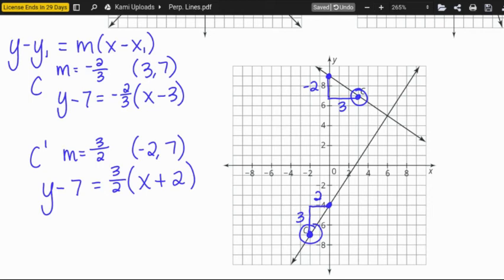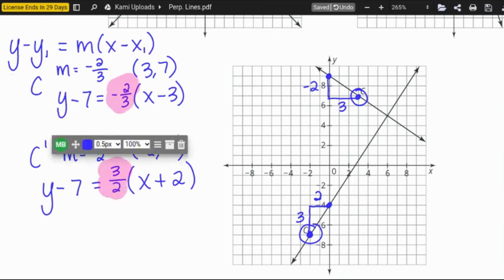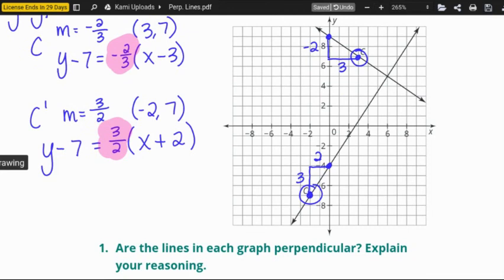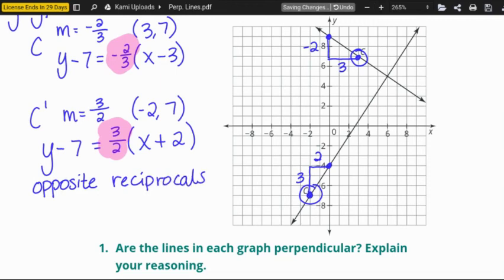Now, pointing out again, I'm going to compare their slopes. My original slope was -2/3. My new slope is 3/2. You'll notice that those two numbers are opposites. One was negative, one is positive, and you'll notice that the ratio of rise over run flipped. So they are actually opposite reciprocals. The reason that it's beneficial to know that is we could actually create a perpendicular line from an original line by making a slope that is the opposite reciprocal of the original.